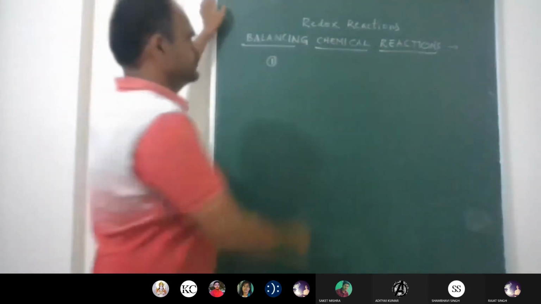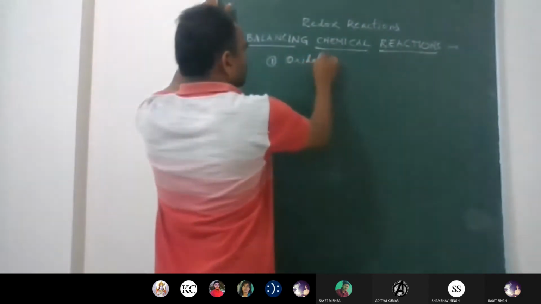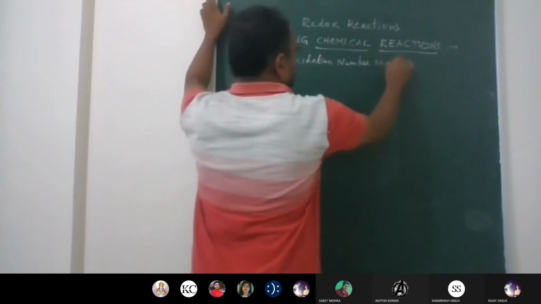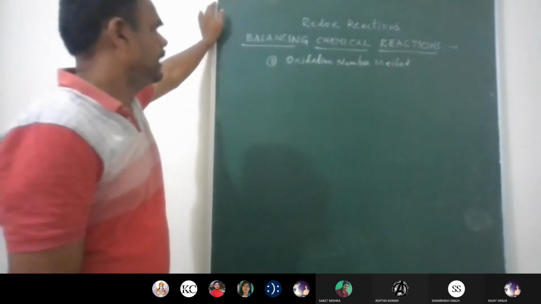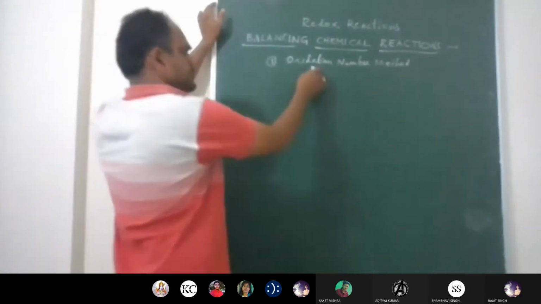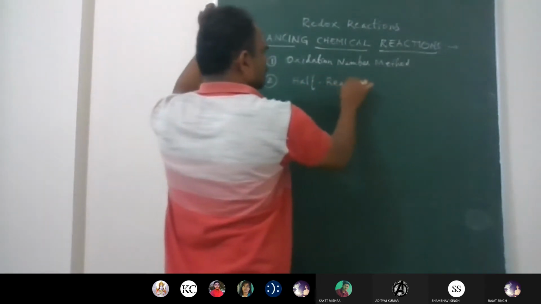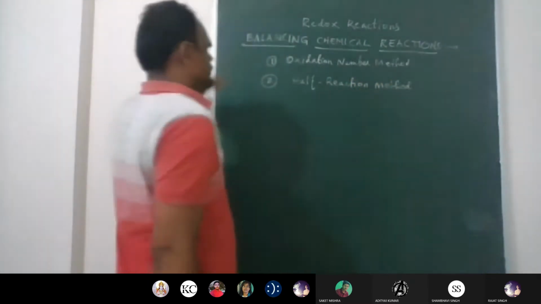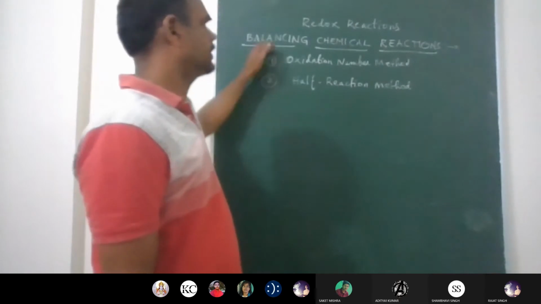Methods. There are two methods we can use: one is the oxidation number method, and the second is the half reaction method. So there are two methods we use for the balancing of chemical equations: the oxidation number method and the half reaction method.